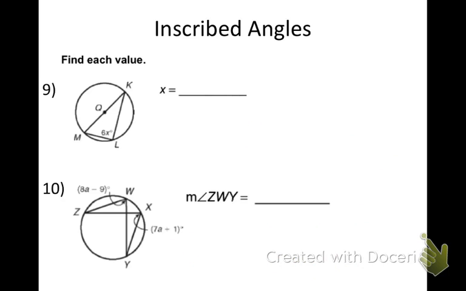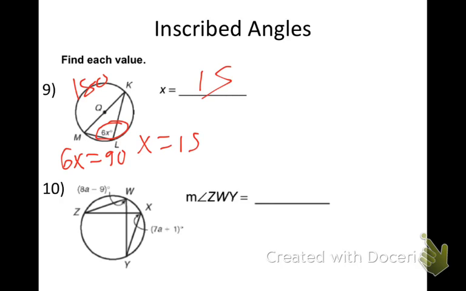On your own, take a couple seconds to try numbers 9 and 10 using the same idea. Jersey, number 9, what'd you get for x? X equals 15. How'd you get 15? Well, what does 6x equal? Yeah, 6x equals 90 because the arc is 180. So you get x equals 15. Nice job.